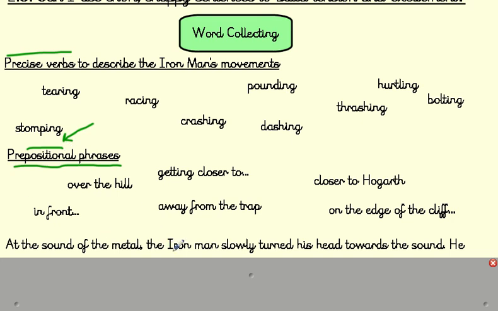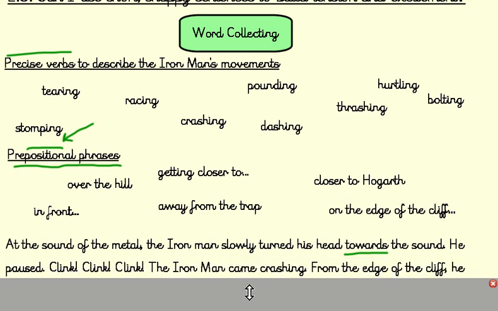At the sound of the metal, the Iron Man slowly turned his head towards the sound. He paused. There's my short, snappy sentence. Oh, I'm using the onomatopoeia that we learned about last week. Again, clink, clink, clink. The Iron Man came crashing. There is one of my precise verbs and my short sentence.